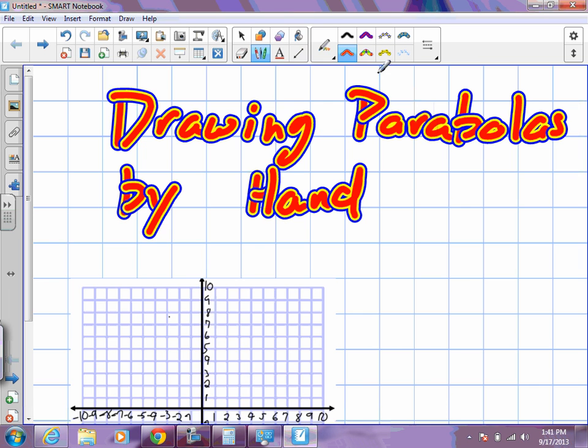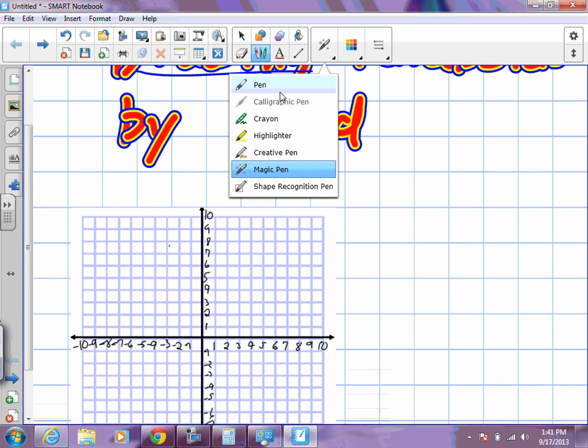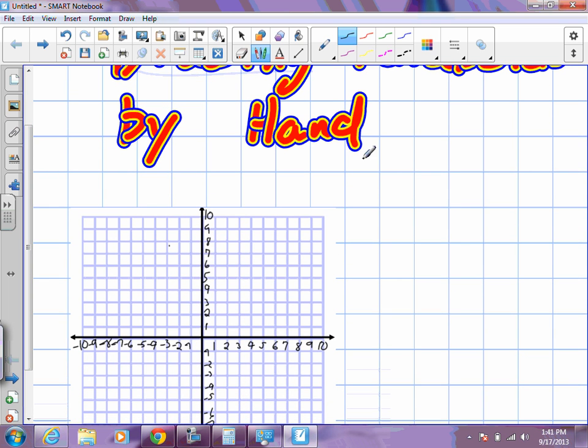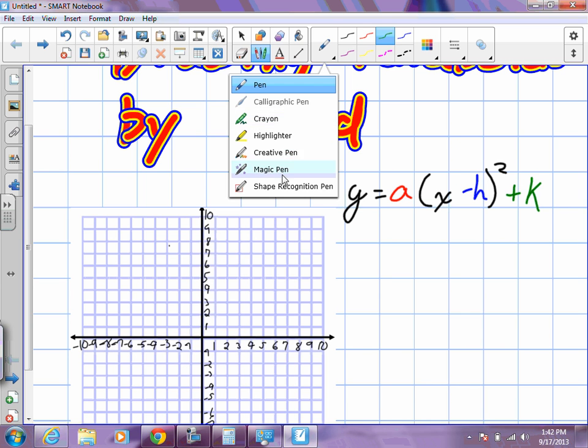Okay, we're going to go over drawing parabolas by hand. Obviously, we could graph them. We could use a table of values to solve them. But I want us to recognize that when we're in our vertex form, which reads y equals a(x minus h) squared plus k, we can easily graph a parabola.